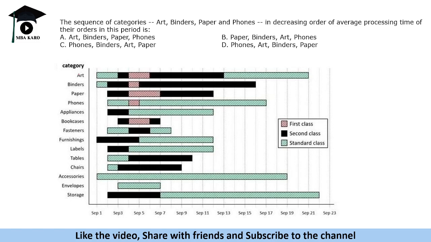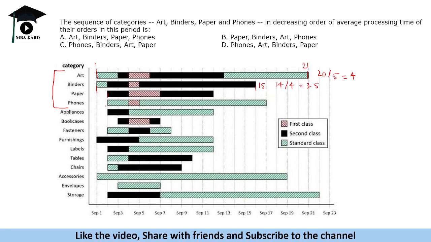Okay, now the next is the sequence of categories: arts, binders, papers, and phones. So we need to get these four things done. And it is asking that in decreasing order of the average processing time. Okay, so we need to find the average of the processing times. You do not need to find individual categories, you just need to find the average. So that means you need to find the total time. So this is 1 to 21, so 20 out of 1 2 3 4 5 categories, that the average is 4. Okay, this is 1 to 15, right? So that is 14, and by 4 that is 3.5.